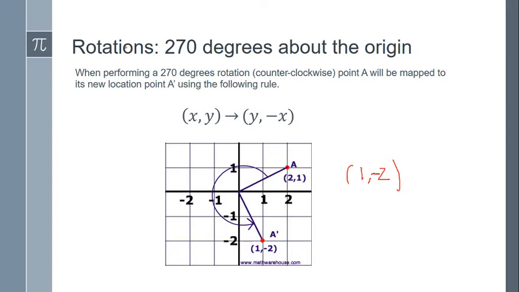Notice that a 270-degree rotation counterclockwise would be exactly the same thing as a 90-degree rotation clockwise.